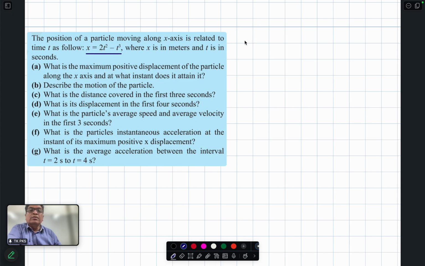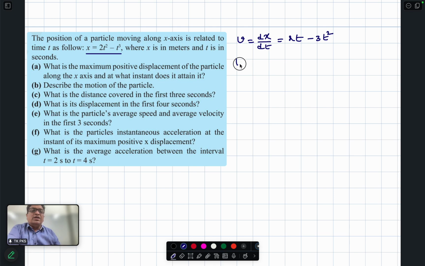Hold on. Maximum positive displacement of the particle along a... Okay, fine. First, try to identify what is happening to the velocity. Velocity is dx by dt. 2t minus 3t square. That's the velocity term.